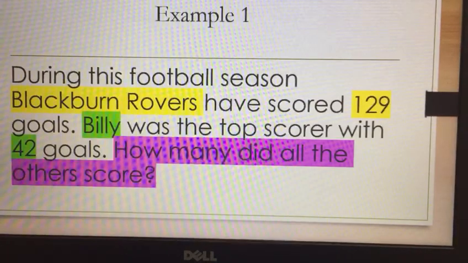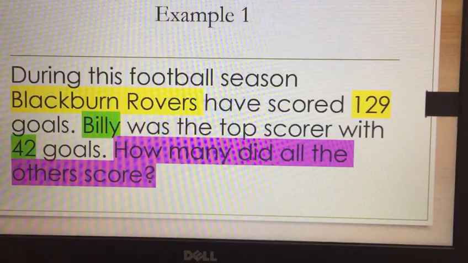So I've highlighted Blackburn Rovers, that's the name of the team. 129, that's how many goals were scored in a season. I've highlighted Billy, one of the players, and the fact that he scored 42 goals. And basically, we need to find out how many goals the other players in the team scored.